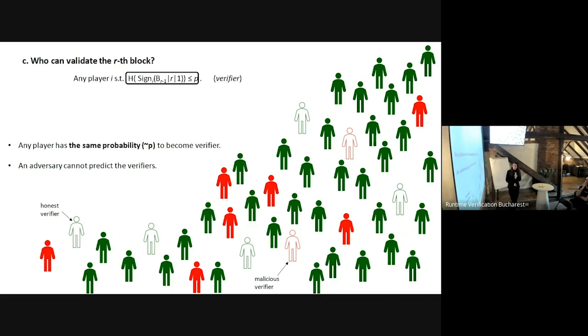And now let's see who can play the protocol. Now, given the block proposed by the leader, the players are going to start the protocol with inputs as the block he proposed. In the same fashion as before, any player can compute the message concatenated by the previous block, the current round, and the current step one, sign the message, and compute its hash value. If the hash value is less than some threshold P, then the player can indeed play the protocol. And in this case, it's called verifier. Any player has the same chance to play the protocol. And an important thing to note is that an adversary cannot predict who is going to be selected to be involved in the protocol.